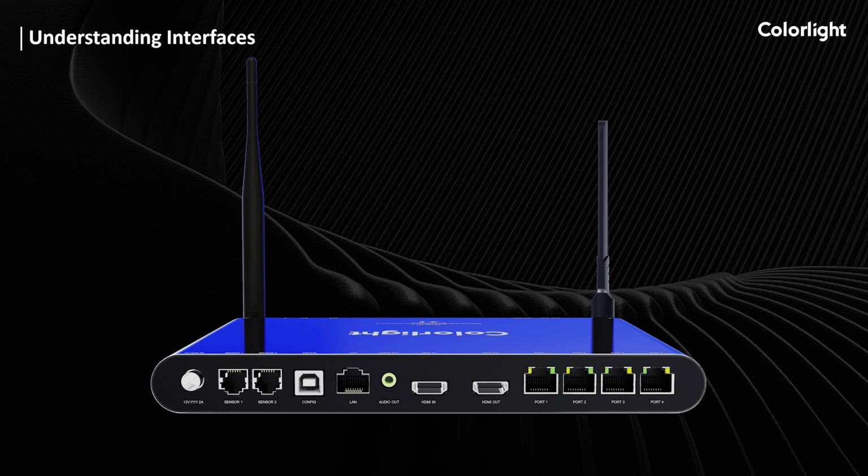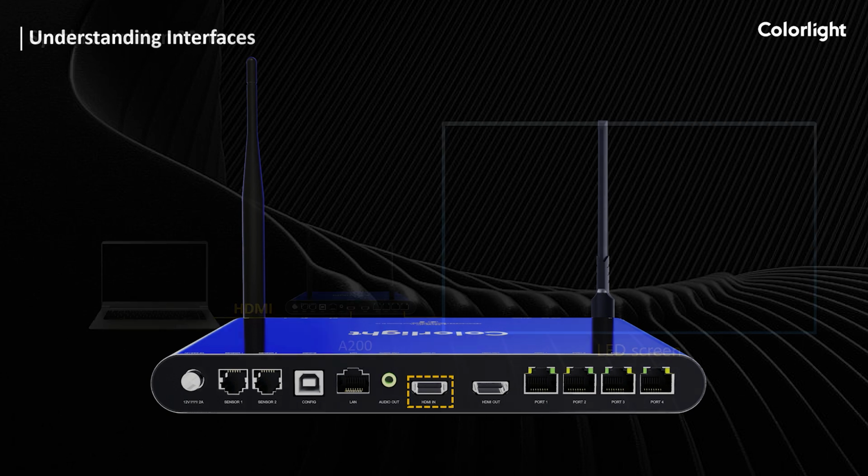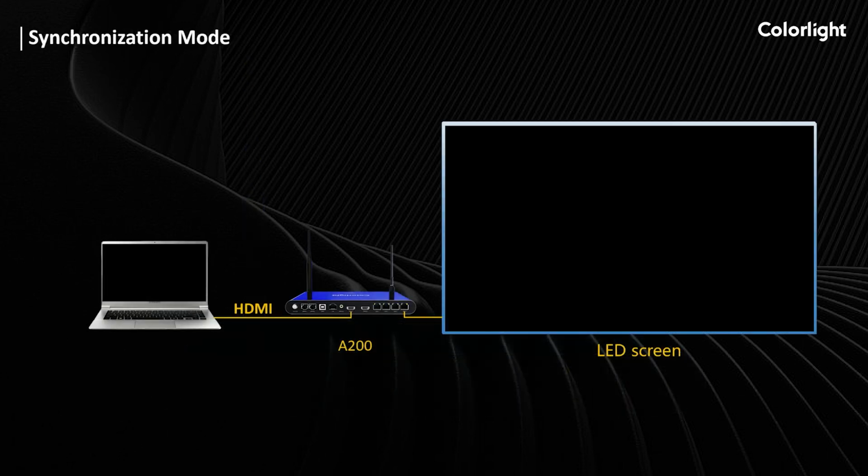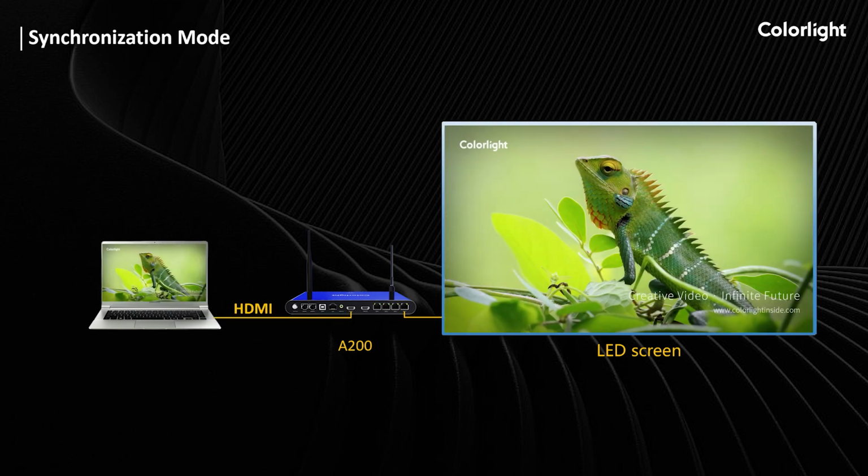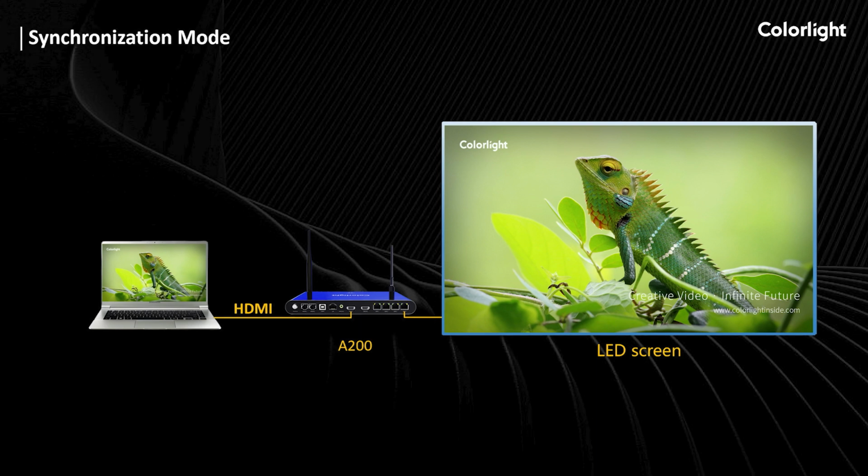In the rear panel of the A200 player, a port labeled as HDMI in is designed for inputting a signal in sync mode. Connect your PC with HDMI in on the A200 player using an HDMI cable for sync signal input. The PC's image will be projected to an LED screen using an HDMI cable in real time. Simply said, sync mode requires an external HDMI signal source.